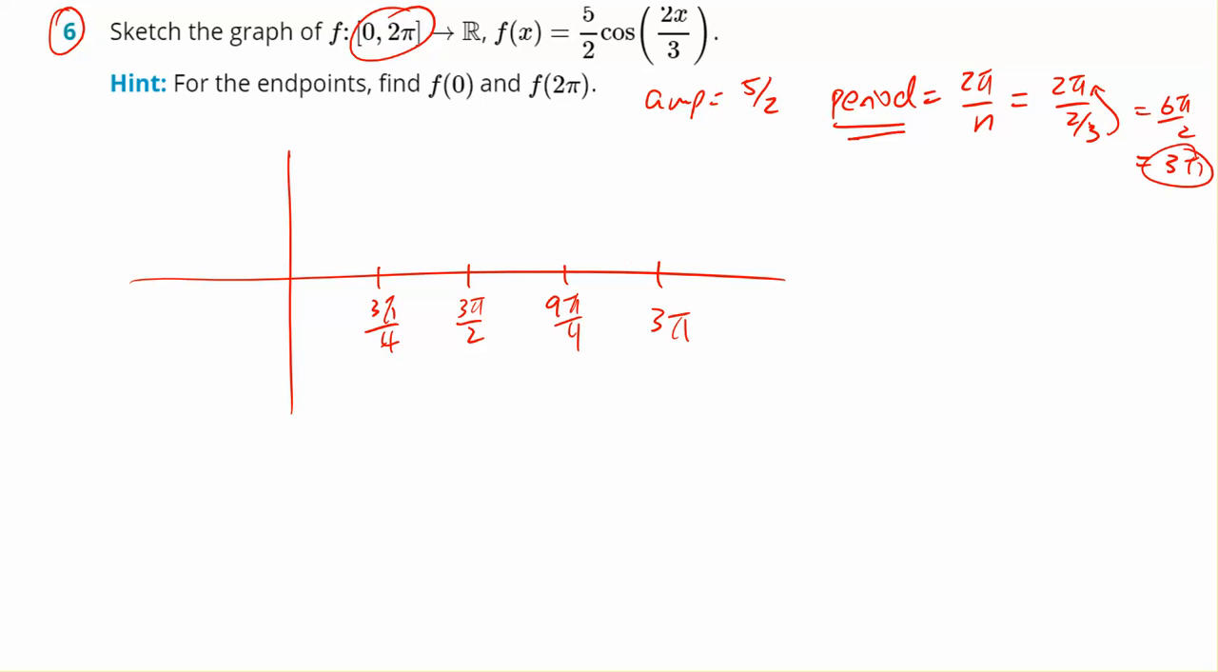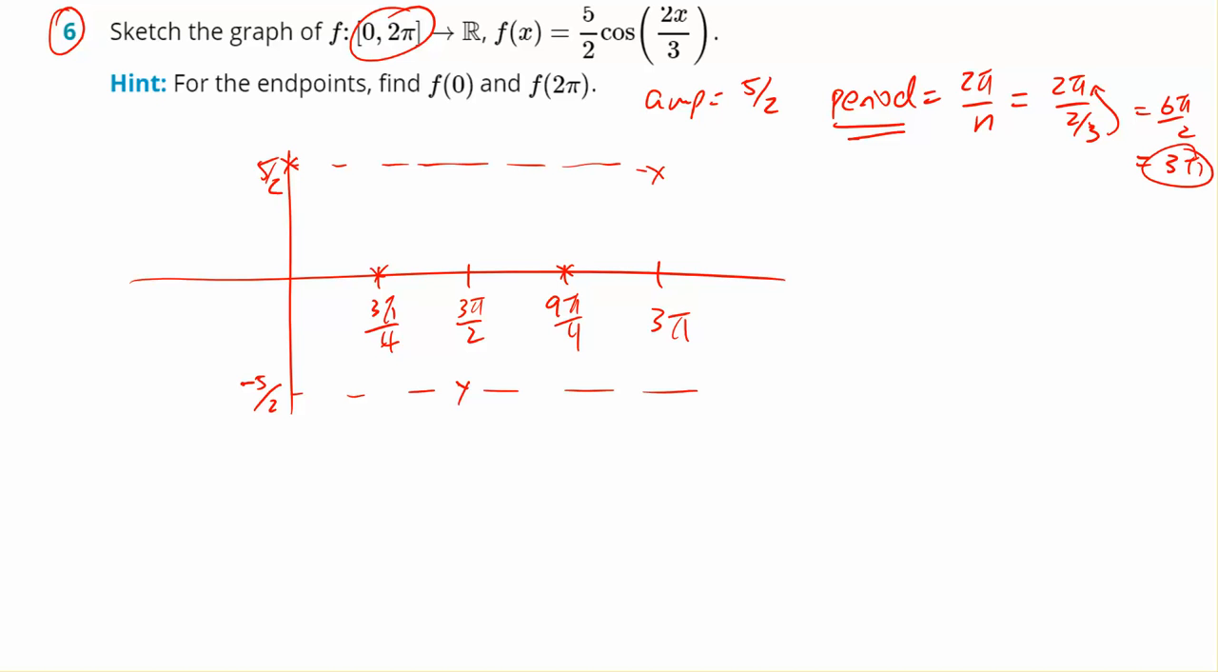Now I'm going to draw the graph. Now I know that the graph is going to bounce between 5 over 2 and negative 5 over 2, and we're going to go to the maximum, median, minimum, then median, then maximum. Okay, so it's going to look something like this. I'm not going to draw the graph yet because I need to find what my endpoints are.